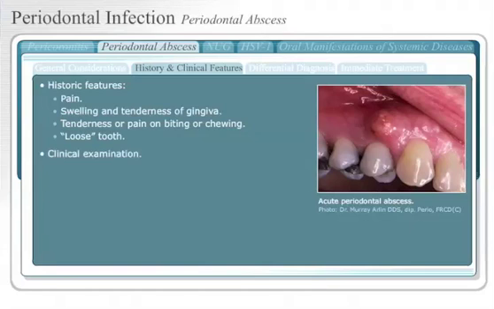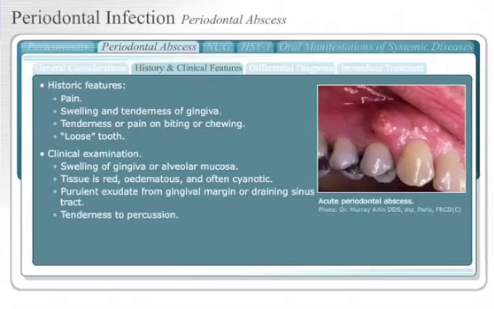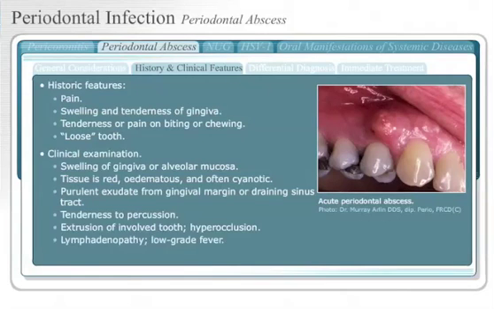The examination will reveal swelling of the gingival or alveolar mucosa. The tissue will be red, edematous, and often cyanotic. A purulent exudate from the gingiva or a draining sinus tract may be present. The tooth will be tender to percussion, and this may extend to adjacent teeth. The tooth may be slightly extruded into hyperocclusion, and there may be a low-grade fever.